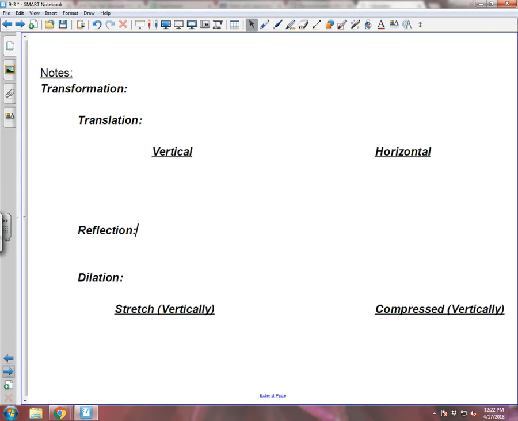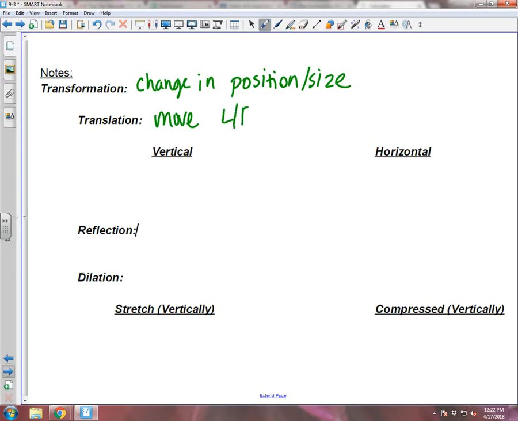Okay, let's recap some of the stuff that we've talked about previously. We've talked about a transformation. A transformation is a change in position or size. Specifically, a translation is when you simply move the graph, and you can move it left, right, up, or down, and those things are called translations.